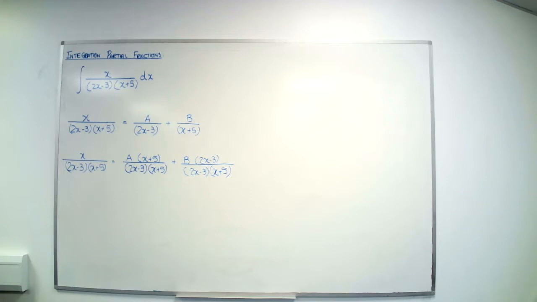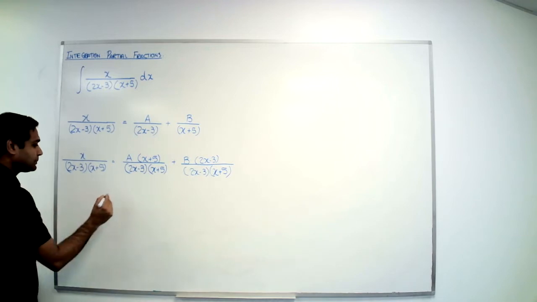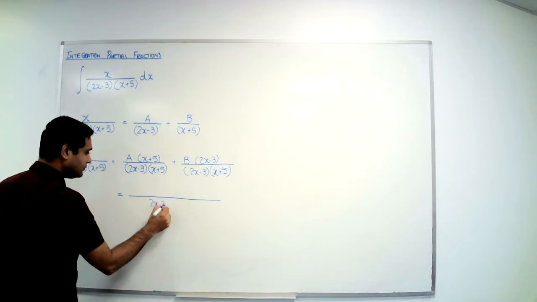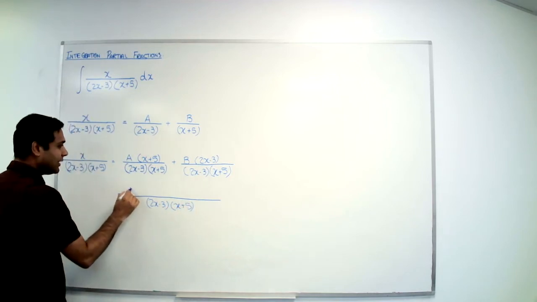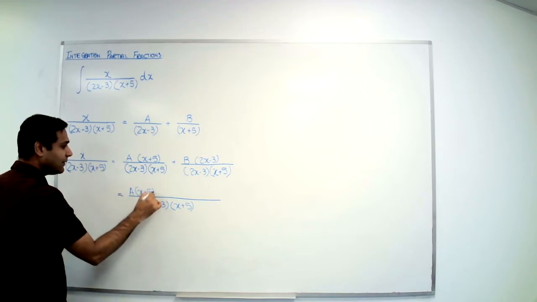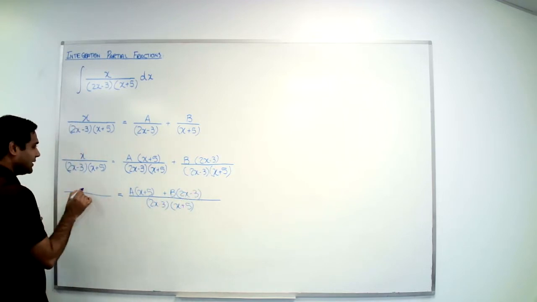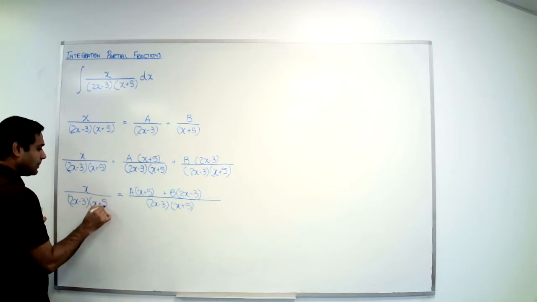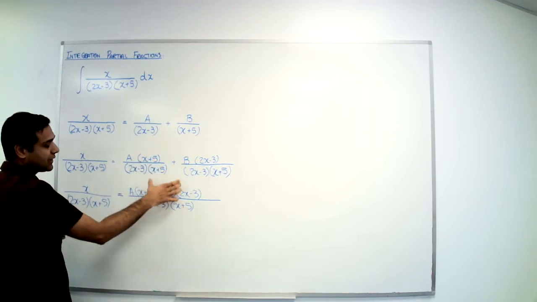Next thing you need to do is, there's an easy way. You see all the denominators, they are the same. So you do one more step. When the denominators are the same, we just write down the denominator once on this side, and here you write A times x plus 5 plus B times 2x minus 3. Because the denominator was the same, I just added the top bit straight away. That's it. I just write the denominator once.